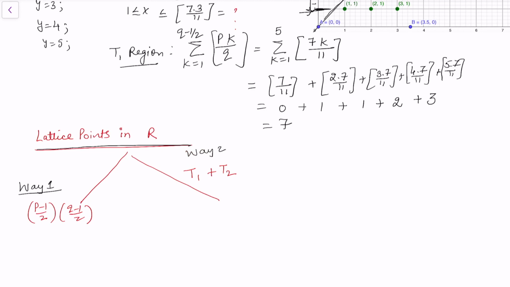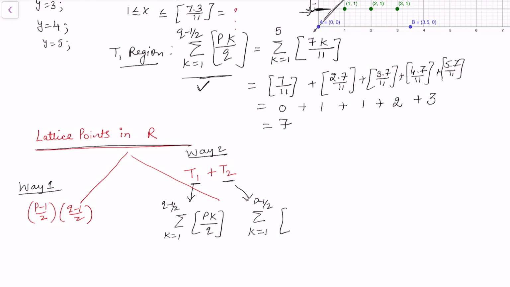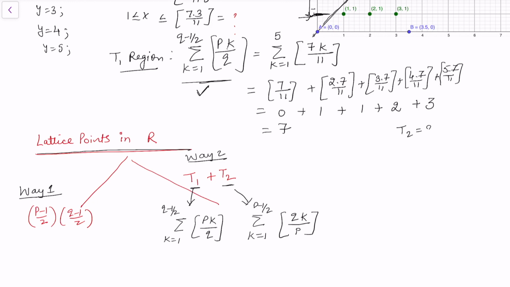And in way 2, we have divided the region R into two portions, above the diagonal line and below the diagonal line. Above the diagonal line, I have just calculated here. So this value is the summation of k from 1 to q minus 1 by 2 of pk by q, and for T2, this value is the summation of k from 1 to p minus 1 by 2, and in this case I will replace q and p. Remaining is the same. We calculated 8 points in the T2 region, and in the T1 region there were 7 points. So T1 and T2 together give 15 points, as we got from way 1.